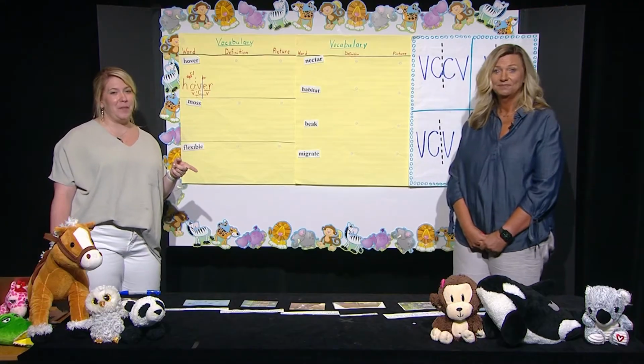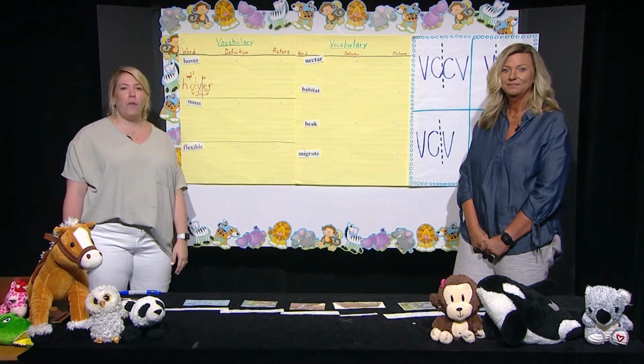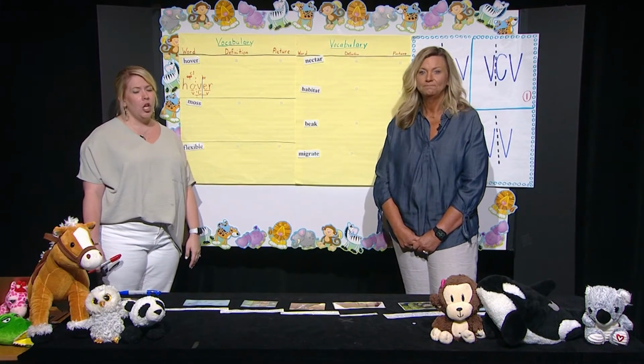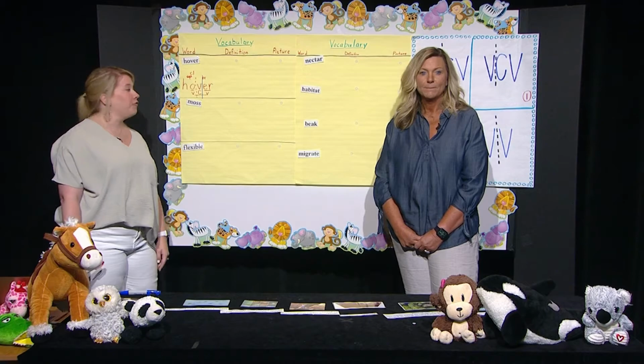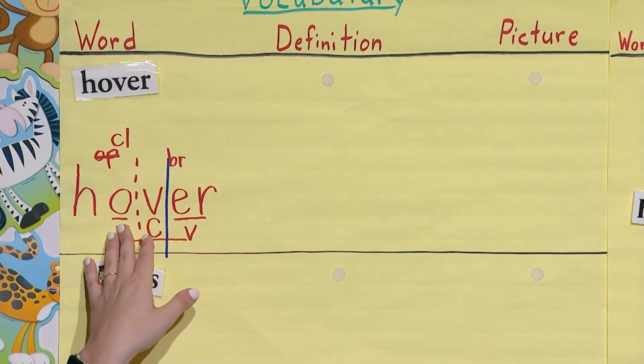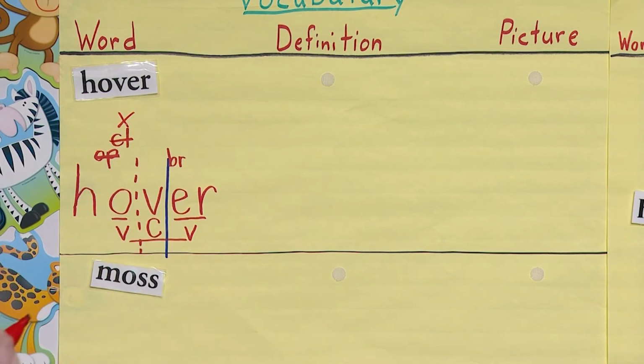Me too, Miss Tammy. Sometimes in an unstressed syllable, the vowel makes the schwa sound. This is called a schwa. So let's try to read our first vowel, O, with the schwa sound and see if it helps our pronunciation. So instead of a closed syllable, we're going to mark this with an X to remind us that we need to make that schwa sound.